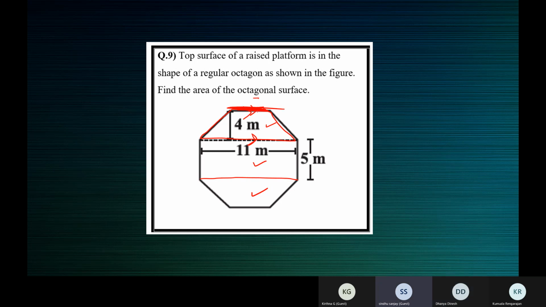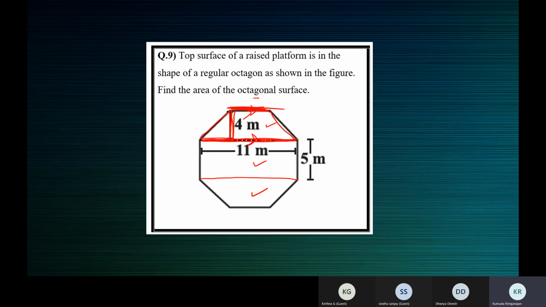5 meters, ma'am. What is the length of this side? 11 meters, ma'am. 7 meters. What is the distance between the parallel sides? 4 meters. So half sum of the parallel sides into distance between them. We have all the information we need to substitute in the formula, so just fix the values in the formula and compute its area.